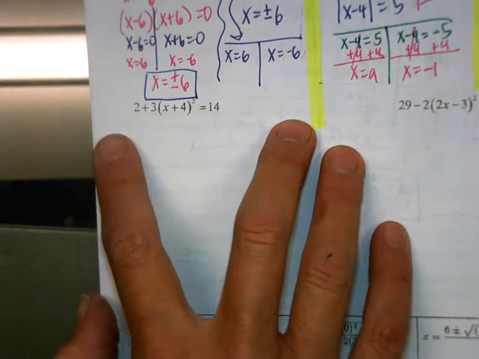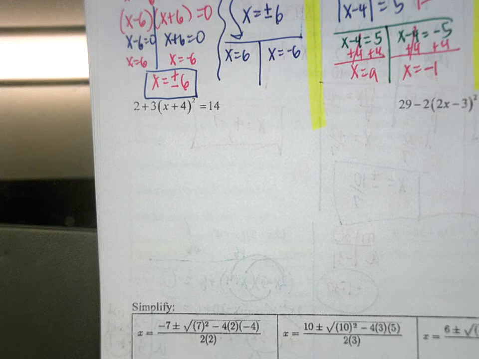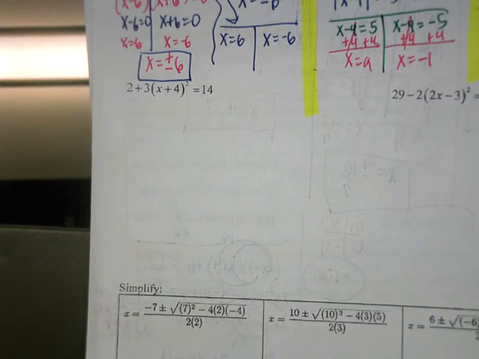This spot right here is where a lot of students make mistakes. Does anybody have an idea as to the mistakes students make? Oh, yeah. What do you think? They add the 2 and 3. They add 2 and 3 together. Why can't we add 2 and 3 together? Very good. 3 is actually multiplying to this parenthesis.